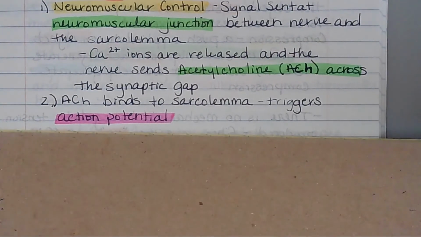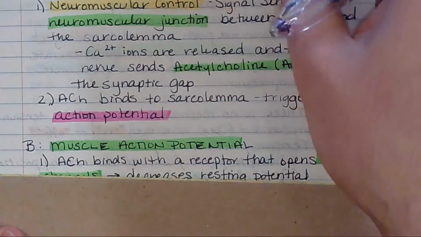Just a quick recap of neuromuscular control. You're sending a signal at the neuromuscular junction, so something from the brain sends it down to the junction. The junction encourages the release of calcium ions, which sends acetylcholine from the nerve to the muscle. Acetylcholine then jumps the gap and triggers on the sarcolemma, the cell membrane, and we get the action potential.